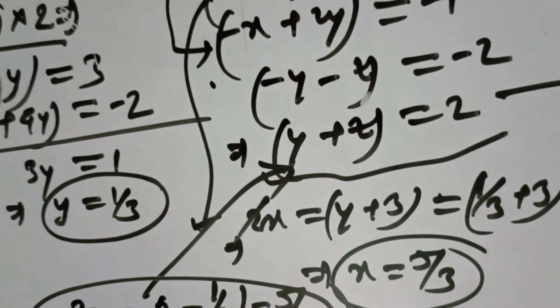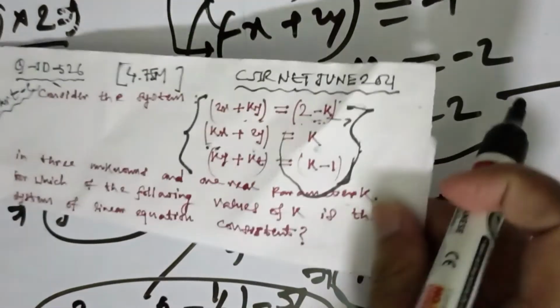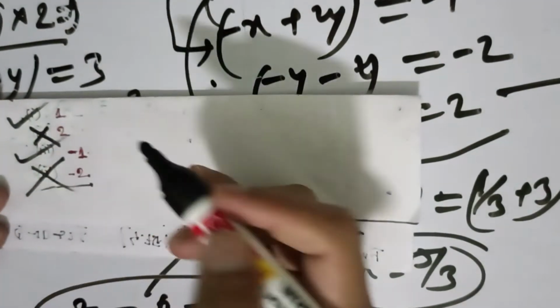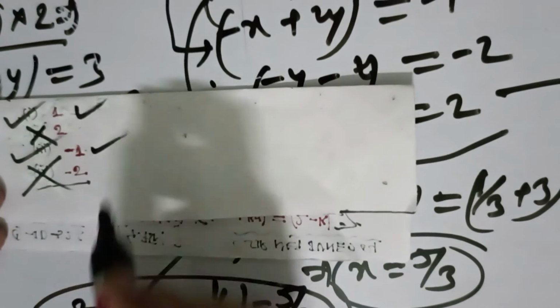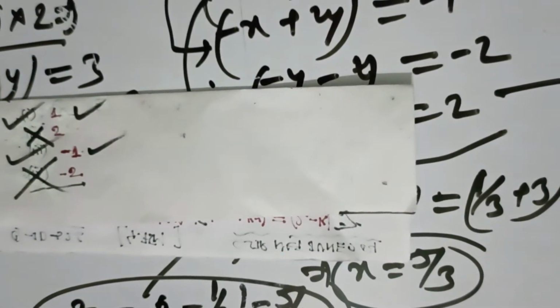Okay, so in this case the system is consistent and has a unique solution. So k equal to minus 1 is possible. So k equal to minus 1 is a possible value of k. Okay, so we have observed that option 1 is correct and option 3 is correct. So the value of k may be 1 or minus 1, but never 2 or minus 2.